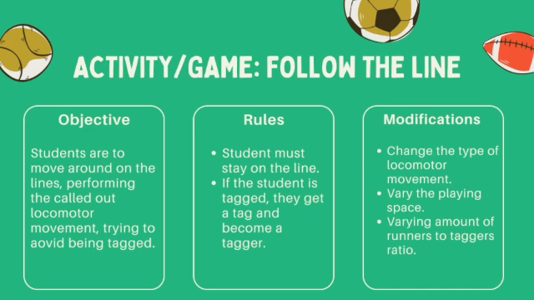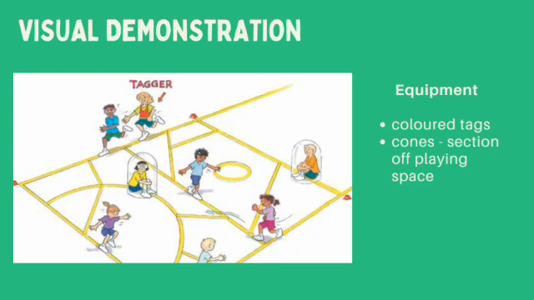Throughout this activity, students must stay on the lines, and if they get tagged, they must join the taggers in chasing the runners. Modifications include changing the type of movement and varying the space, as well as varying the amount of runners to taggers ratio. Equipment needed include coloured tags and cones to section off the playing area.